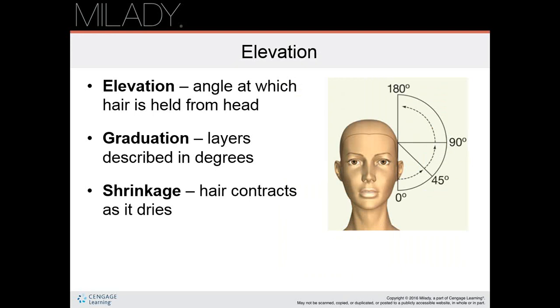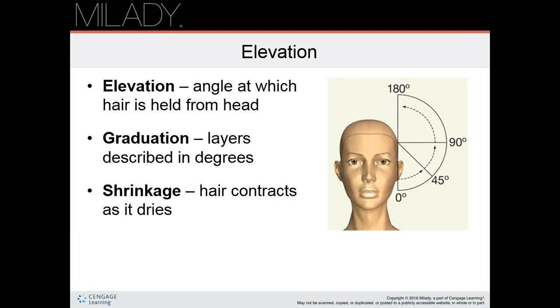Elevation is the angle or degree at which we hold the hair away from the head. If we hold the hair straight out from where it grows, that would be an elevation of 90 degrees. If we do not elevate the hair at all, that is 0-degree elevation. Halfway in between is 45 degrees, slightly elevated. And then if we hold the hair way beyond 90 degrees, that's 180 degrees, and that is the highest elevation.